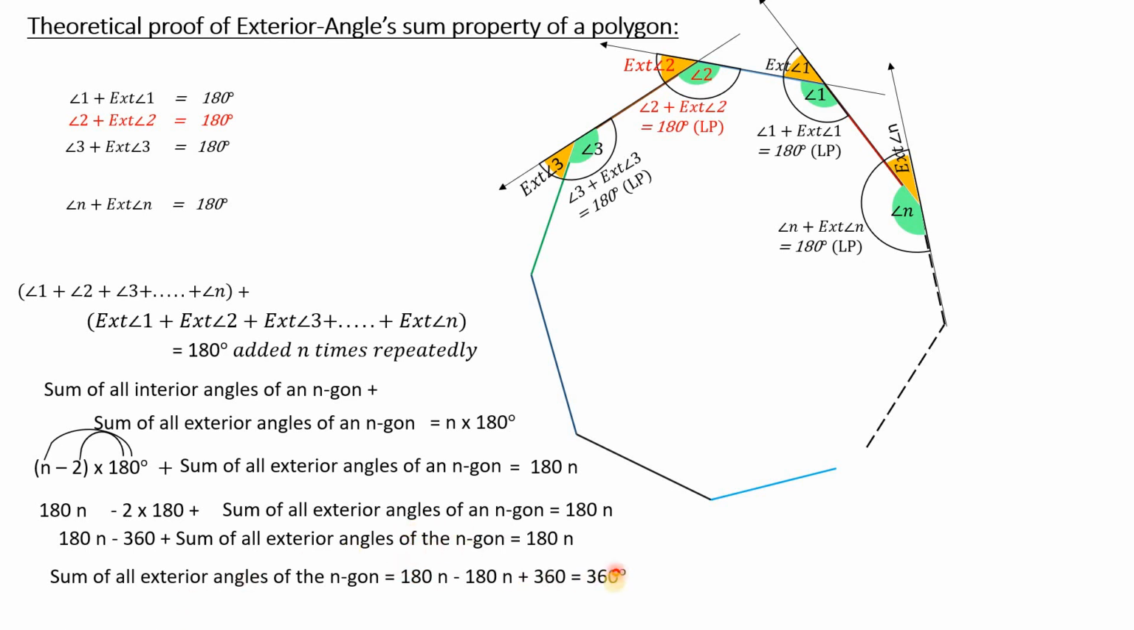This shows that the sum of all exterior angles of any n-gon is independent of the number of sides of the polygon. Therefore it is 360 degrees. That is how we have shown it theoretically. So this is all.